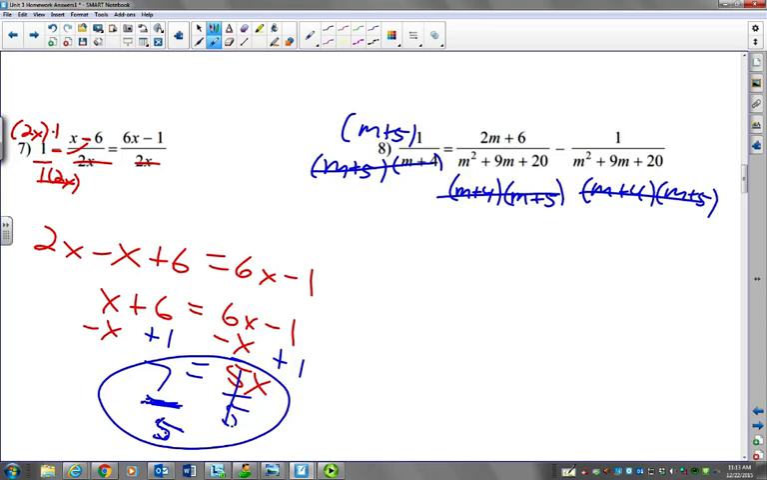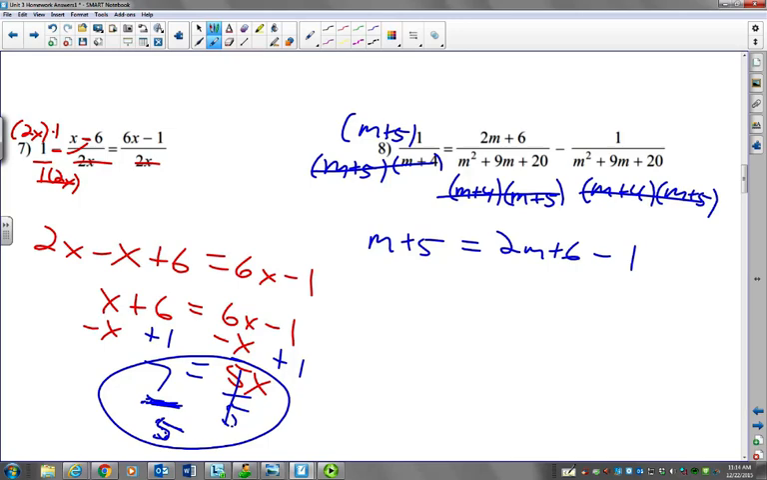So m plus 5 times 1 is just m plus 5, is equal to 2m plus 6 minus 1. Okay, so go ahead and take a moment. Pause me. You solve first to see if you get it right. And then pause me. Did you just do it? Okay, now see if you get the right answer.